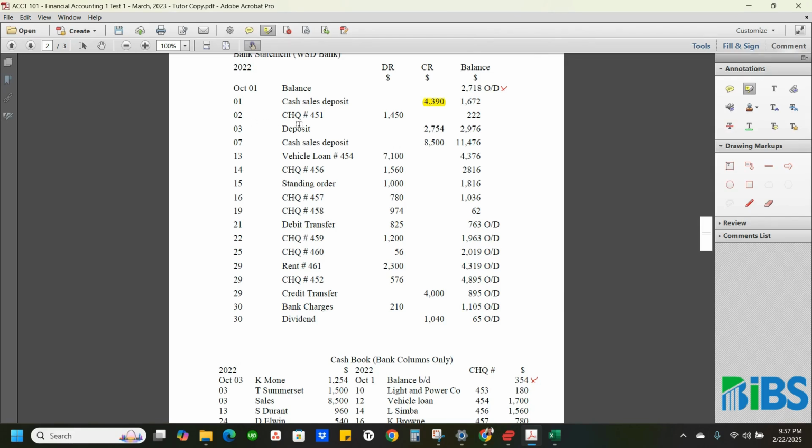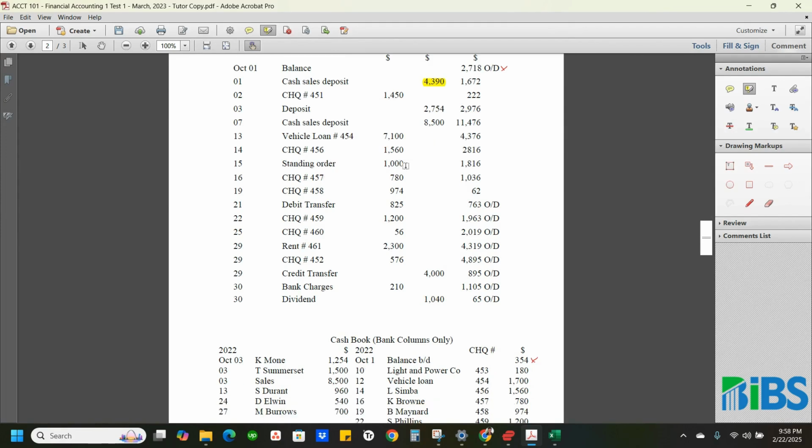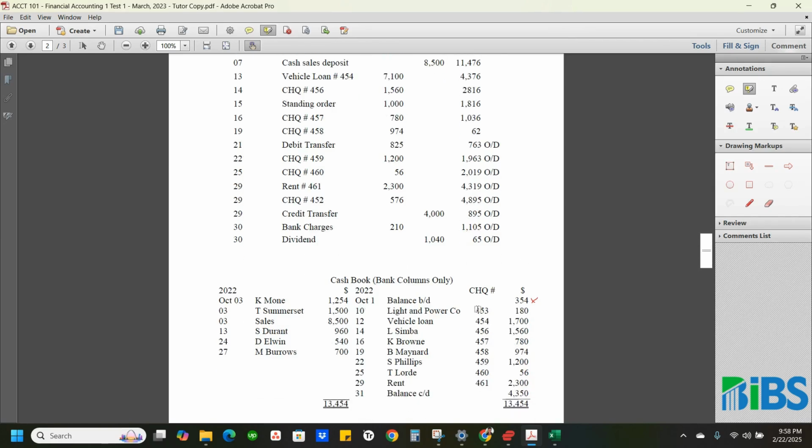All right. So moving on to the second of the month, we have check 451 for 1450. Now, in this question, we have check numbers. And this makes it easy for us to identify what expenses could possibly be included in our calculation again for our opening rec. So if you look at your cash book, you have these check numbers here.